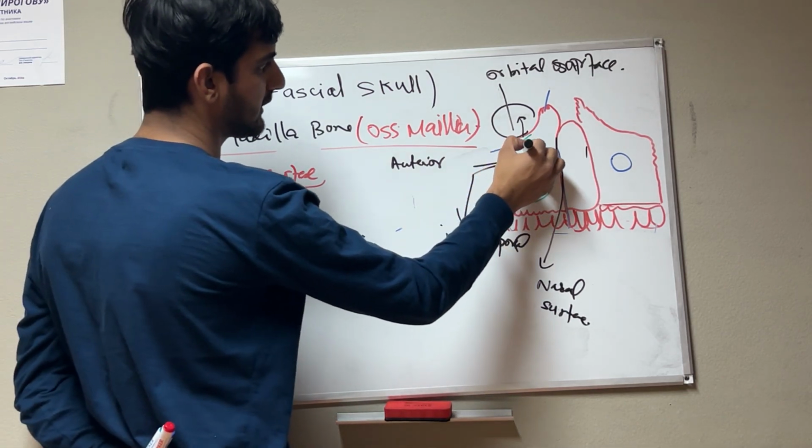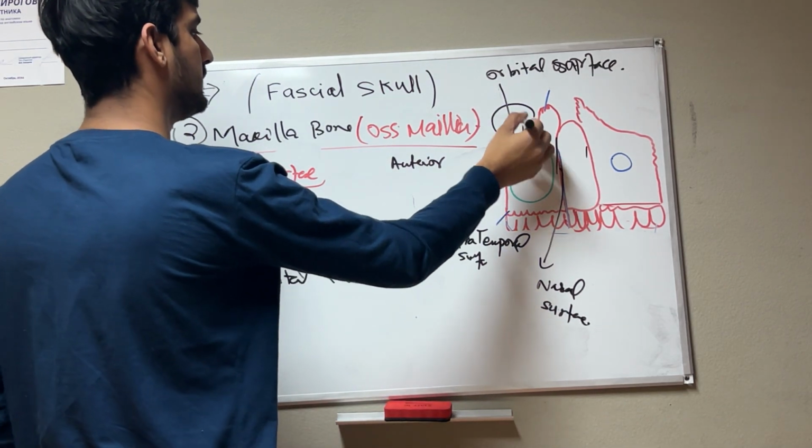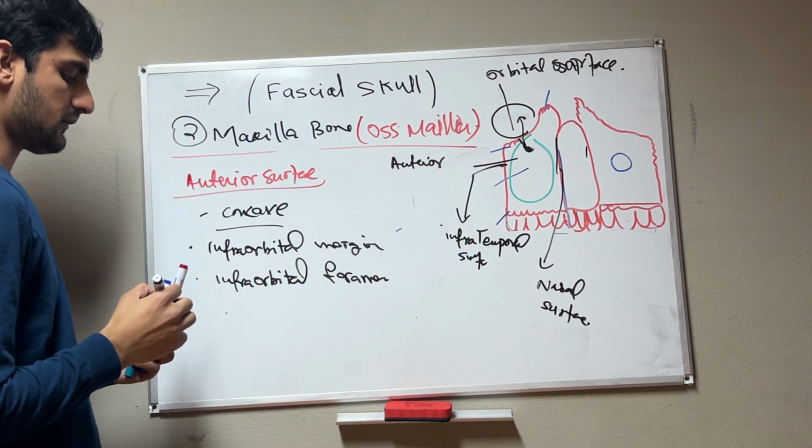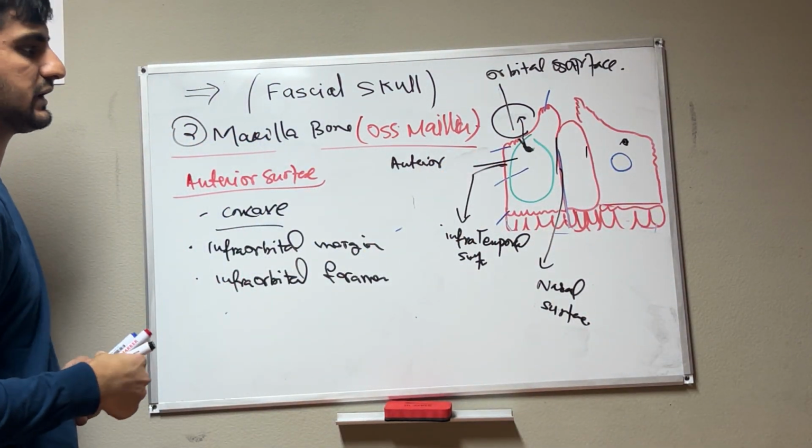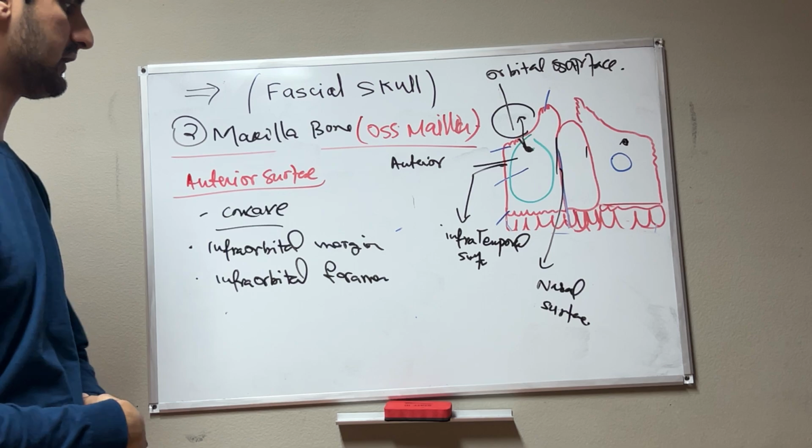Here we have foramina. These are the infraorbital foramina, which are located on the anterior surface of the body of the maxilla bone.